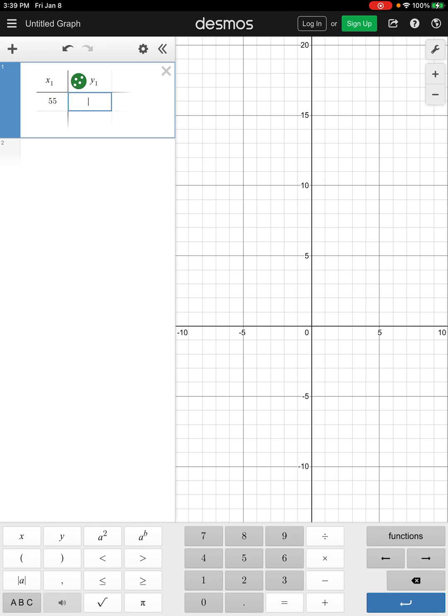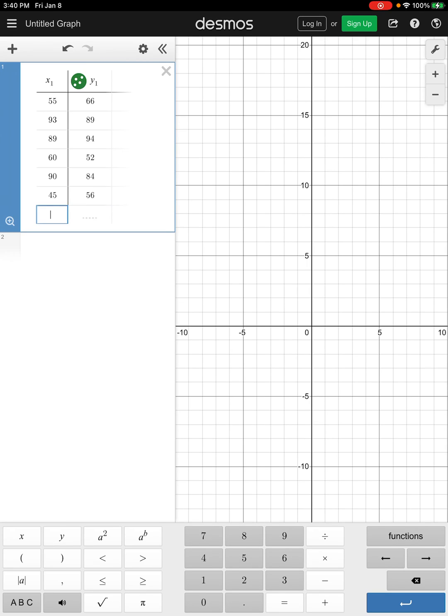So I've got 55, 66 is my first one. Next is 93, 89. Oops. Next is 89, 94. Next entry is 60, 52. That's my next point. Next is 90, 84. 45, 56. And these are coming straight from my table. I'm just putting them into the calculator. Then I've got 64, 66.